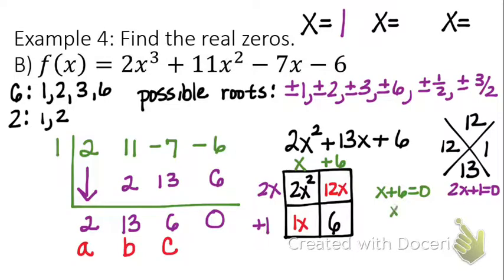So you should get x equals -6, which was one of our possibilities. And you should also have x equals -1/2, which was one of our possibilities. So my final 2 answers are -6 and -1/2. So those are my zeros. So let's go ahead and write those as ordered pairs and also write it in factor form.